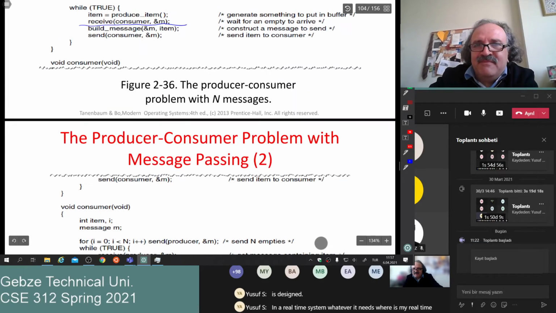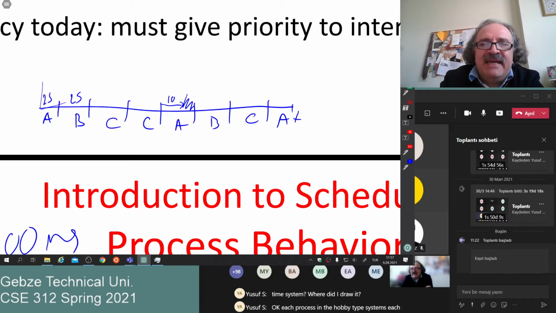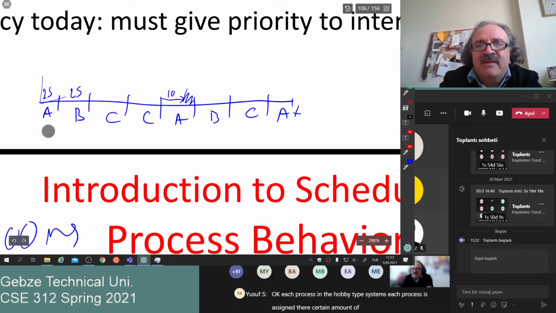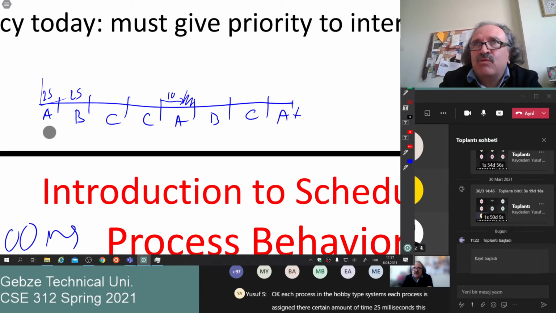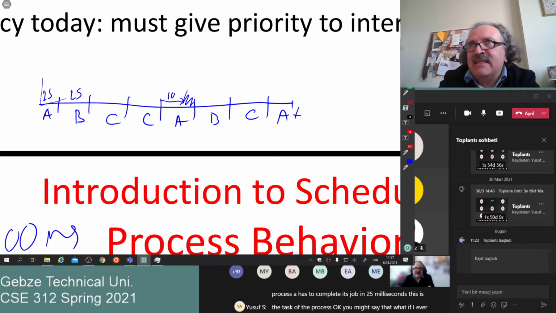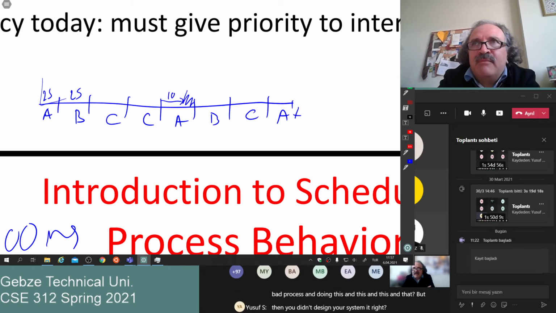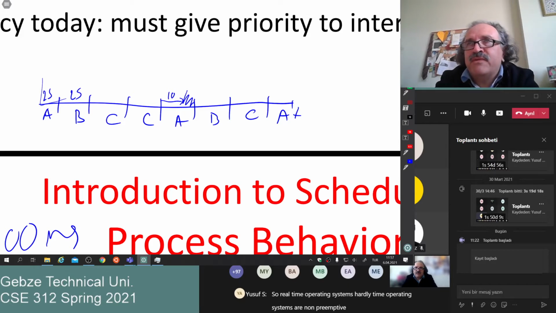Where is my real-time system? Where did I draw it? Oh, here it is. Each process in the hard real-time systems is assigned a certain amount of time, 25 milliseconds. This process A has to complete its job in 25 milliseconds. It is the task of the process. You might say, what if I have a bad process doing this and this and this? Well, then you didn't design your system very right. So hard real-time operating systems are non-preemptive. It is the task of the process to complete whatever it needs in 25 milliseconds.